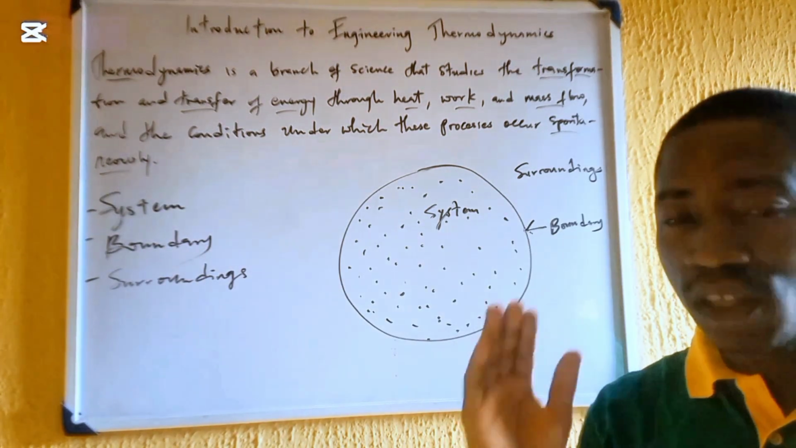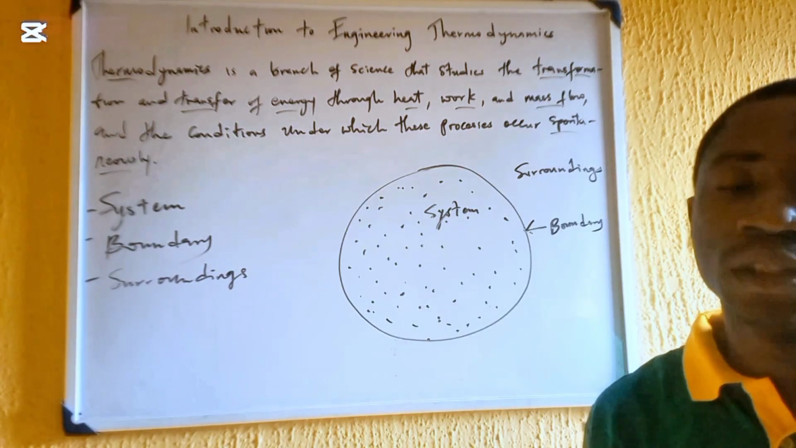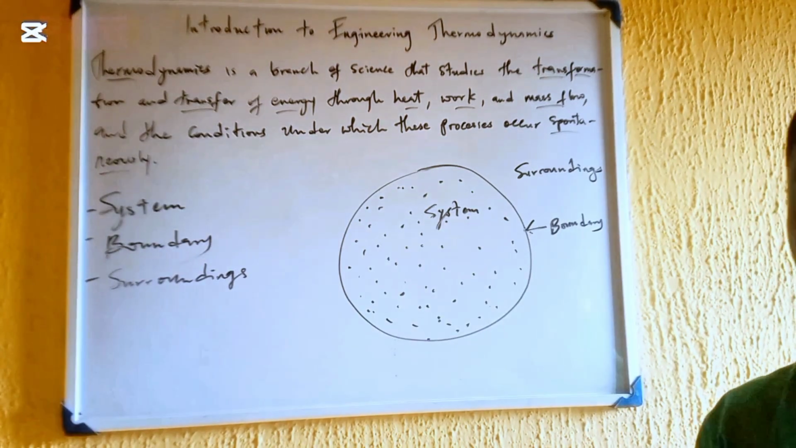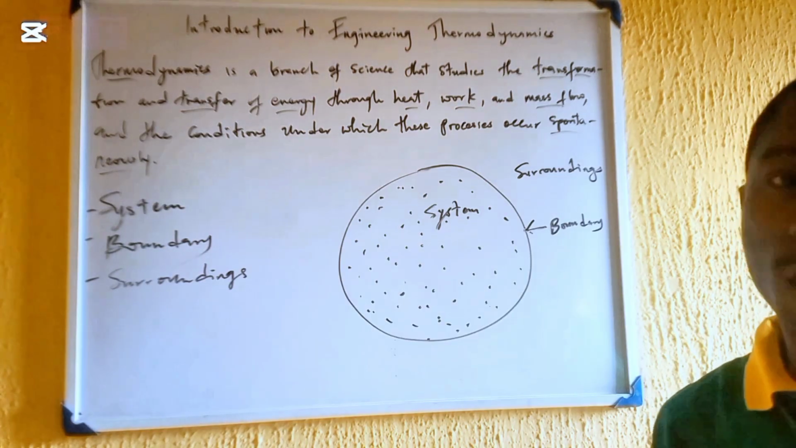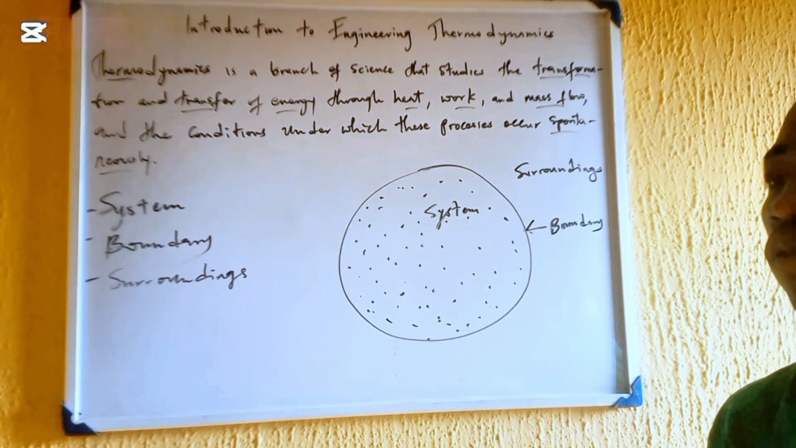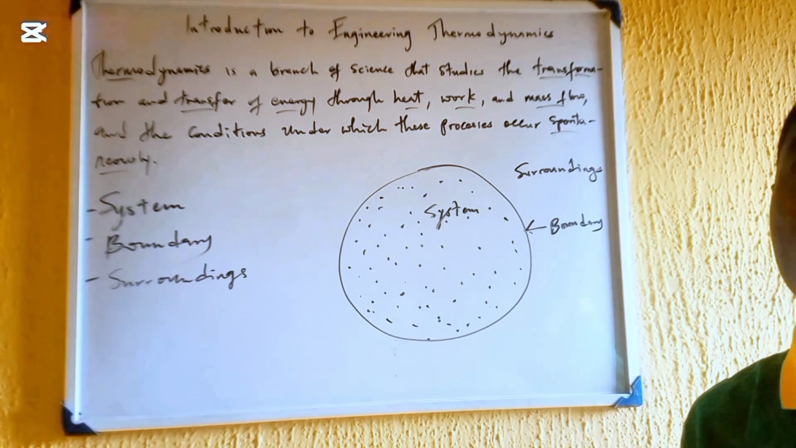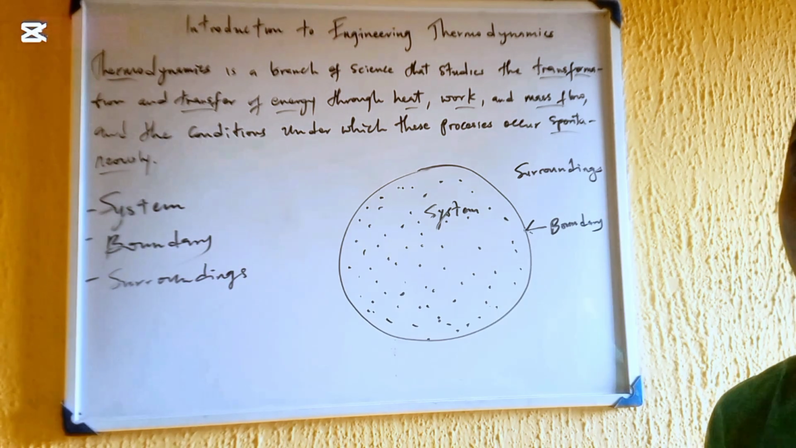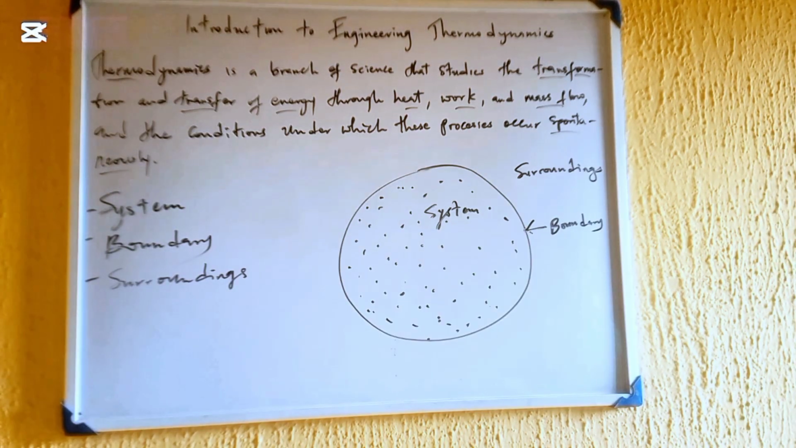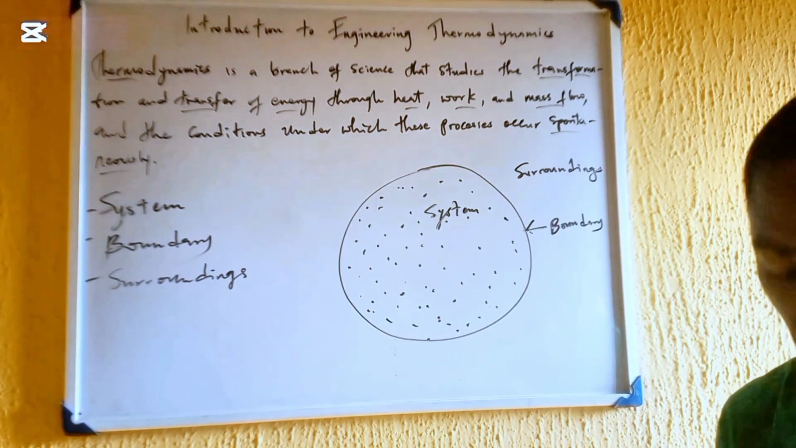So whatever you want to study in thermodynamics is called what? System. As in the case of a quantity of gas, a quantity of liquid, or a region in what? In space. It can even be a piston cylinder assembly. It can be an engine. As long as that's what you want to analyze, it is called what? System in thermodynamics. The next thing we want to look at is boundary.